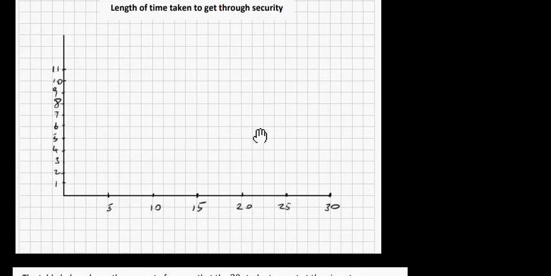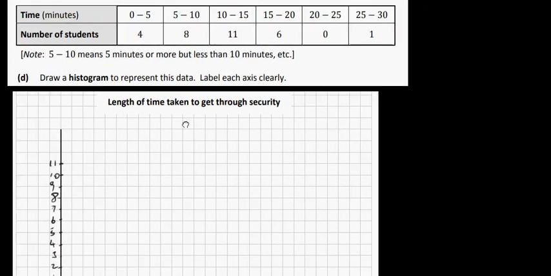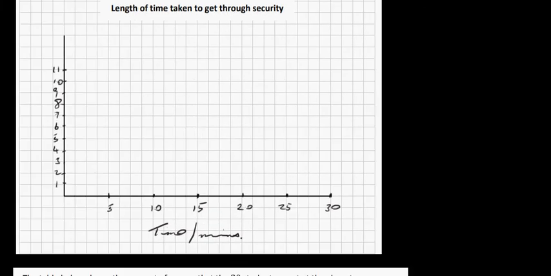Now, the other thing you've got to do here is make sure you label the axis. So we have time here in minutes. And on the y-axis then we're going to have number of students. So this is number of students.